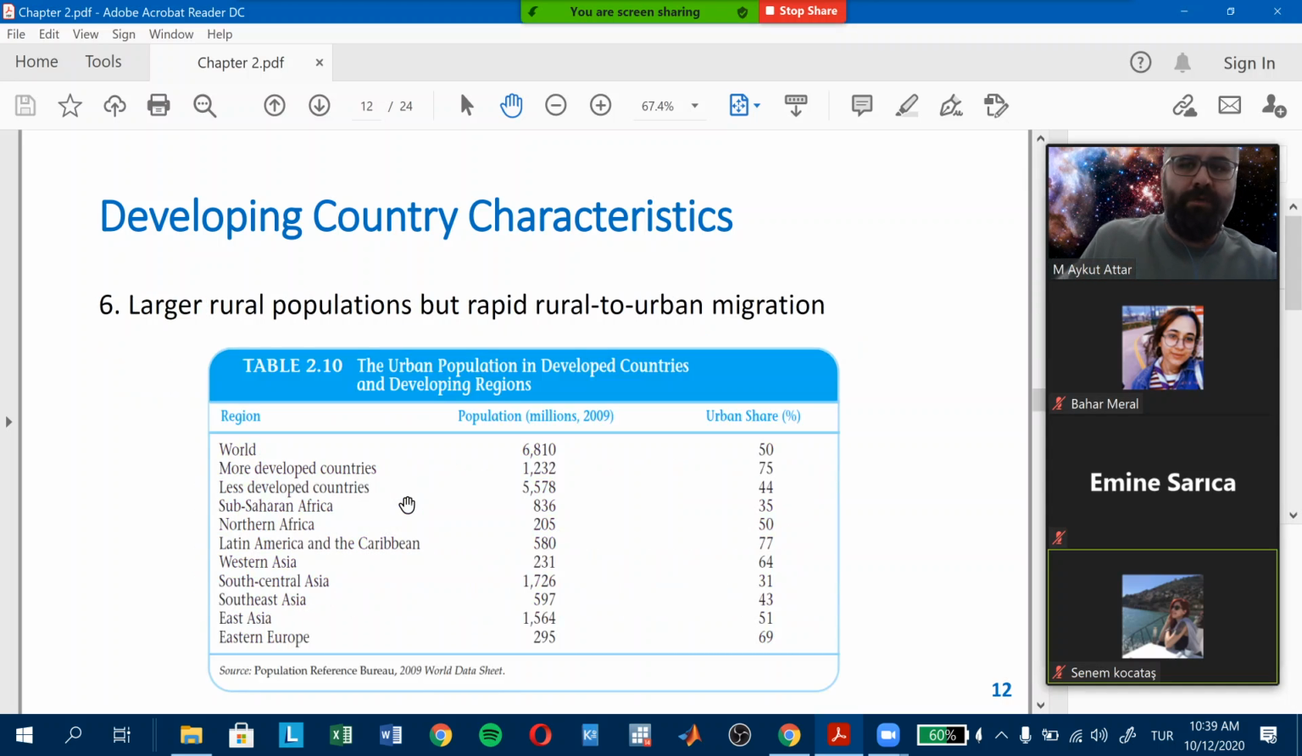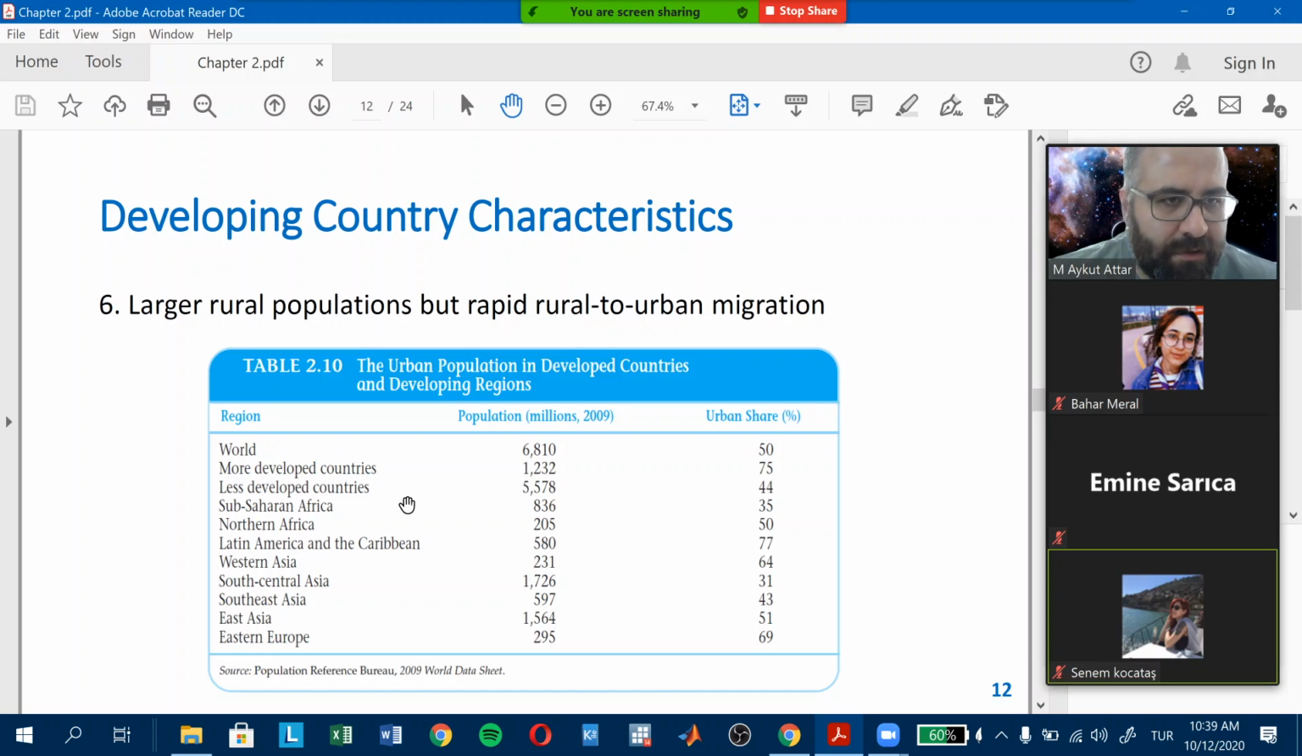Here we have larger rural populations, but rapid rural to urban migration. In this table, you see the share of urban population in world regions. Around the world, about half of the population is living in urban areas. But if you look at more developed countries, that average is about 75. If you look at, for instance, South Central Asia, it is around 30%. So there is much variation in that regard as well.